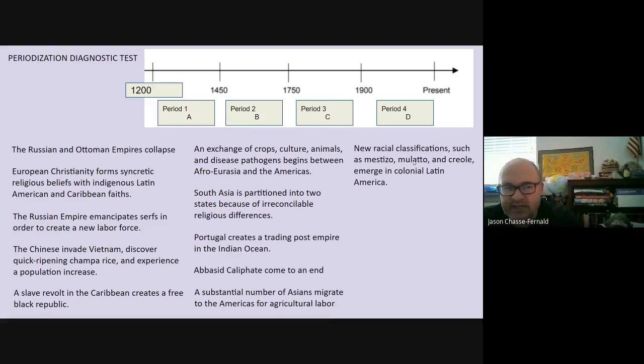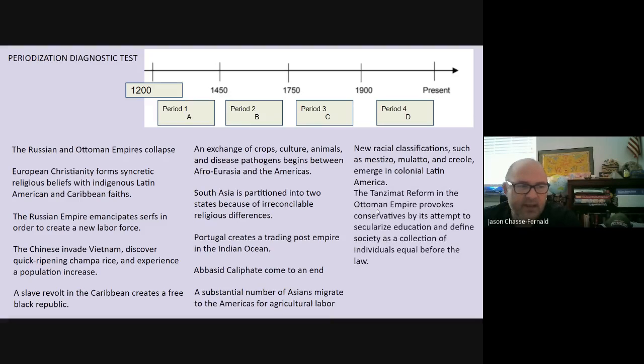New racial classifications, mestizo, mulatto, Creole, emerge in colonial Latin America. All right, so the answer to that is B, right? So the Casta system is what that is referencing there.